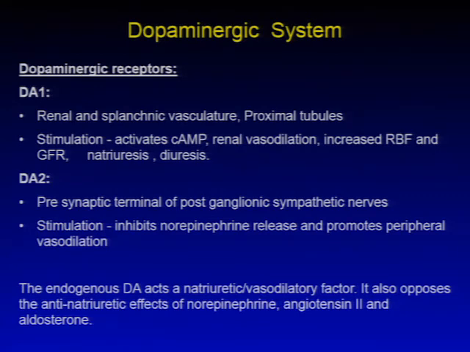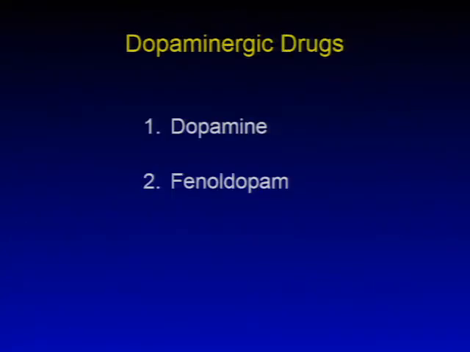DA2 receptors are found on the presynaptic terminal of the postganglionic sympathetic nerves. Stimulation inhibits norepinephrine release and promotes peripheral vasodilation. The endogenous dopamine acts as a natriuretic vasodilatory factor. It also opposes the anti-natriuretic effects of norepinephrine, angiotensin II, and aldosterone. The two main dopaminergic drugs that are used are dopamine and fenoldopam.